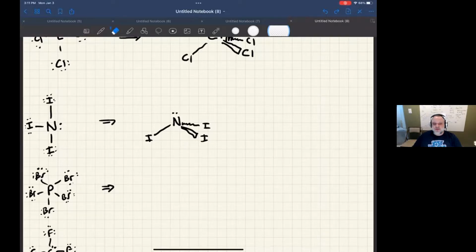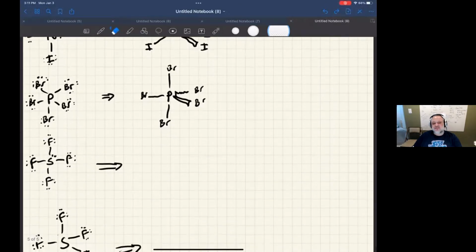So a trigonal bipyramidal molecule looks like this. So you have three bonds that are in plane and one that goes forward and one that goes backwards. So this is the proper representation in three dimensions for PBr5.